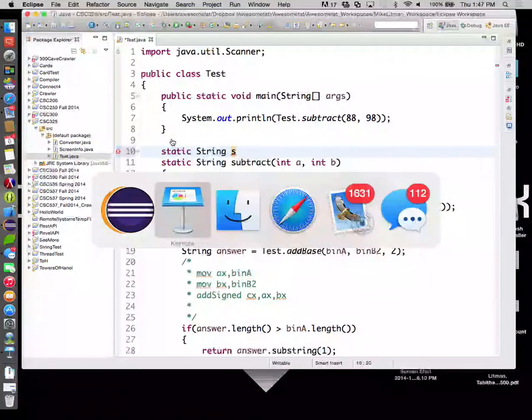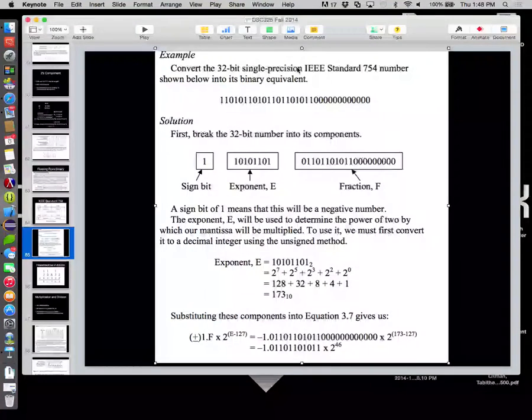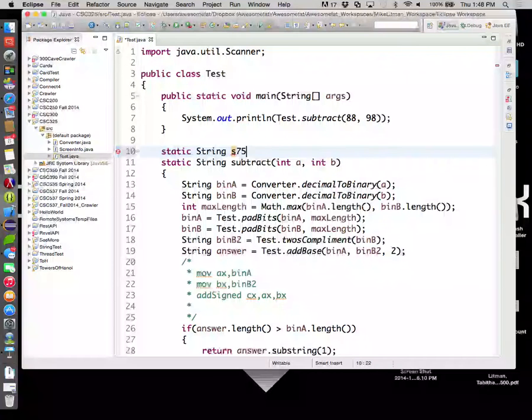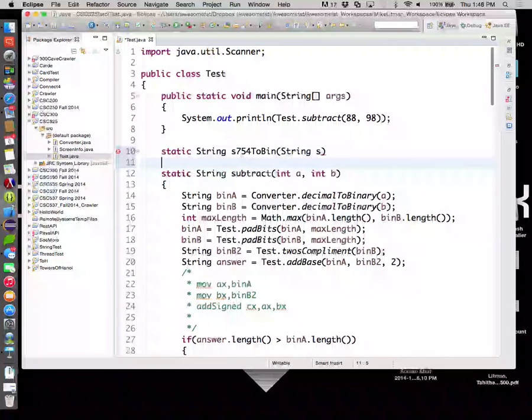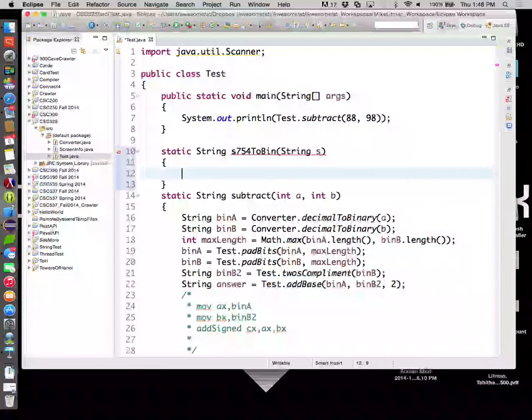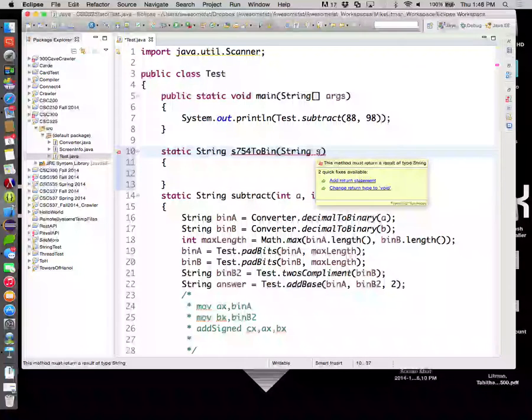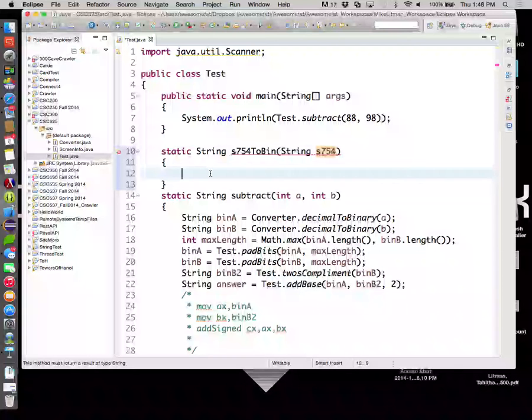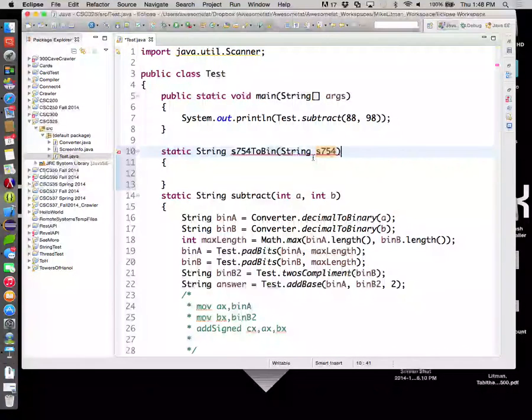S754, what is it? 754 to bin. It's like a code name. Here, we'll actually take in an S754 variable. This will remind us that it's in S754 standard. All right, that's the format of this input. So we'll take that number.